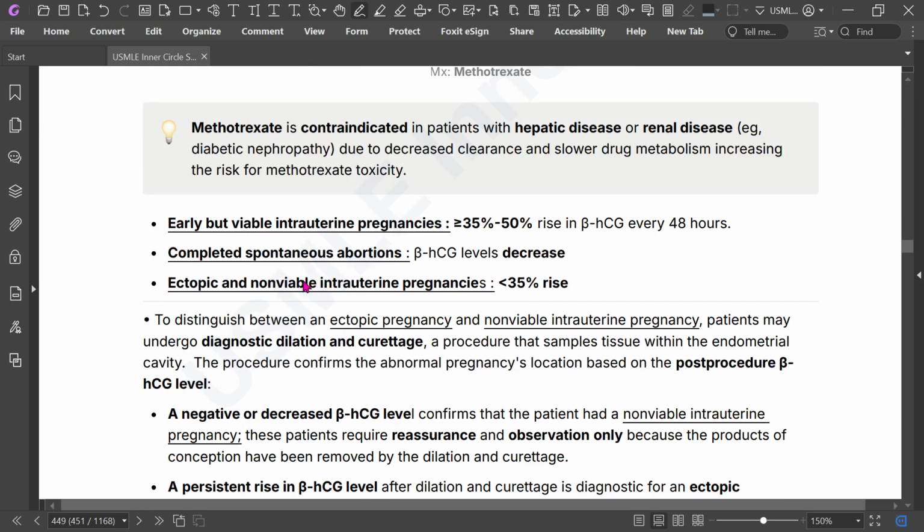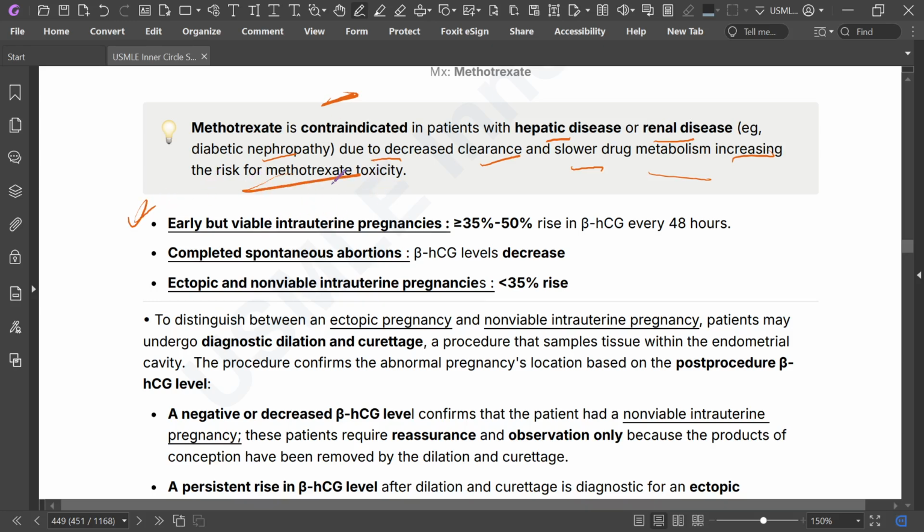Okay, look here. Methotrexate is contraindicated in patients with hepatic disease or renal disease, for example diabetic nephropathy, due to decreased clearance and slower drug metabolism, which increase methotrexate toxicity.